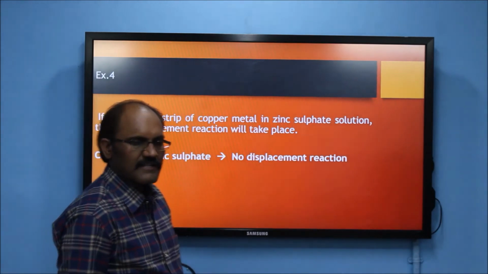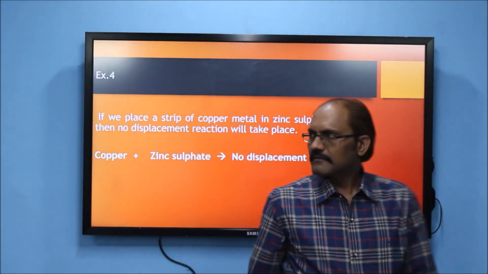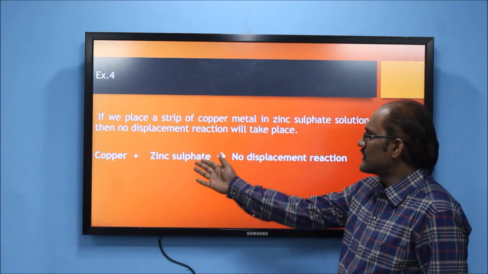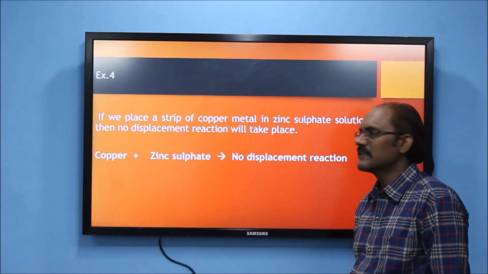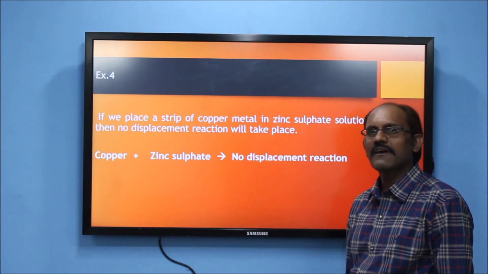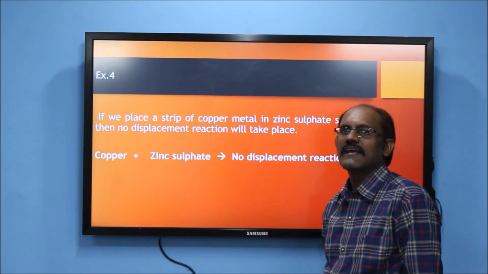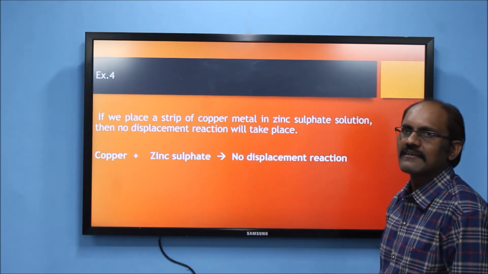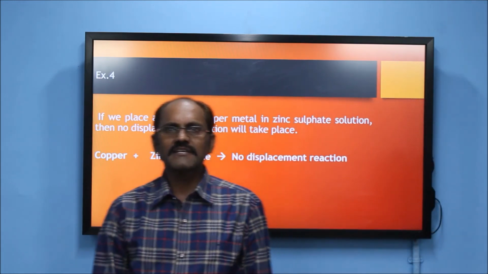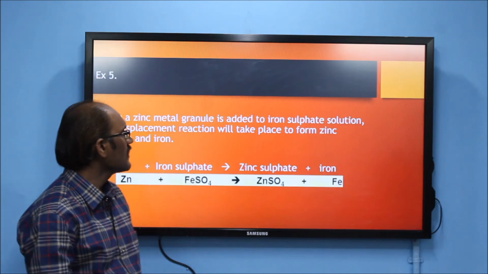And if we go for another example, here if we add copper metal strips to zinc sulfate solution, then no displacement reaction takes place because copper is a less reactive metal than zinc. As a result, no displacement reaction takes place.